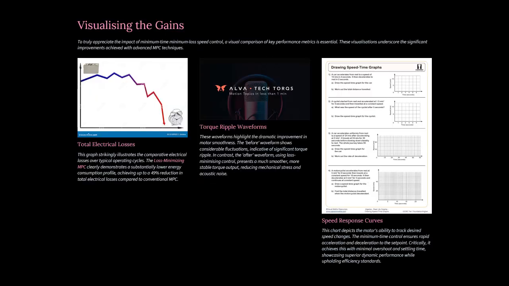Visualizing the gains in the torque ripple waveform highlights the dramatic improvement in motor smoothness. The before waveform shows considerable fluctuations, while the waveform with loss minimizing control presents a smoother and more stable torque output, reducing mechanical stress. If the mechanical stress is reduced, the ripple factor and fluctuations may be reduced, lowering total electrical losses slightly. Loss minimizing and model predictive control reduce losses by up to 49% in electrical appliances.